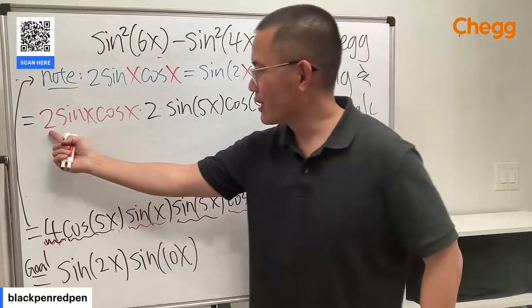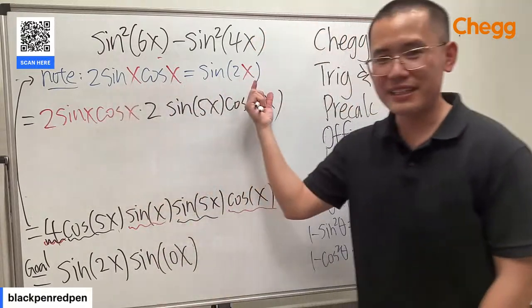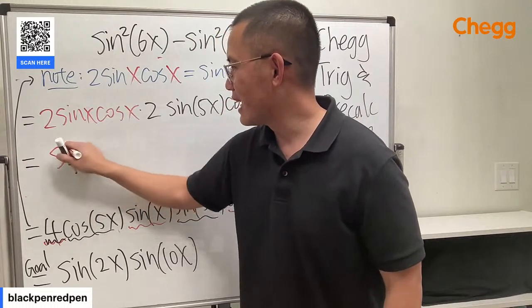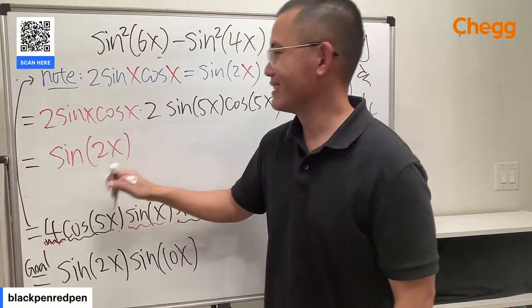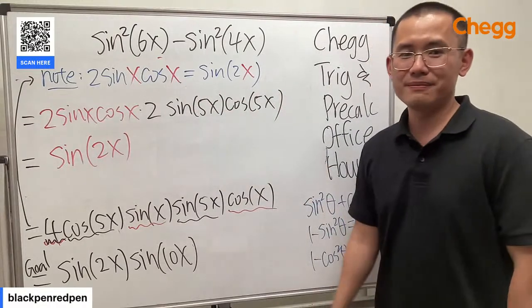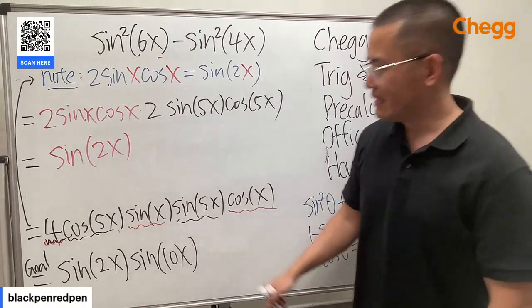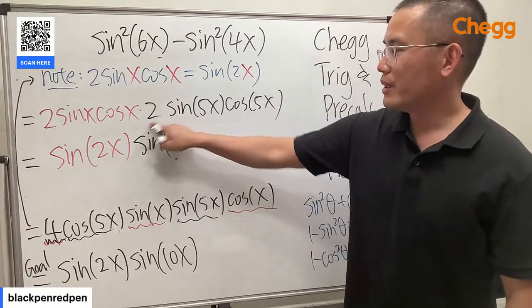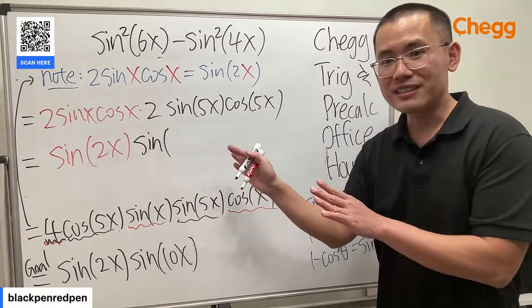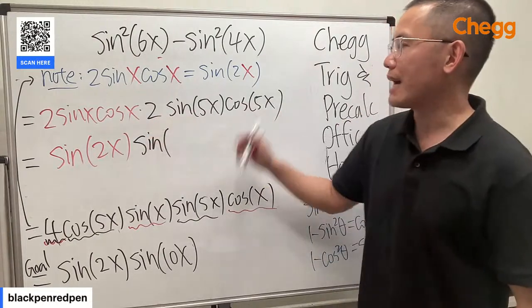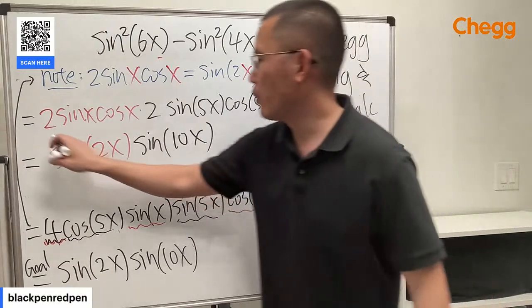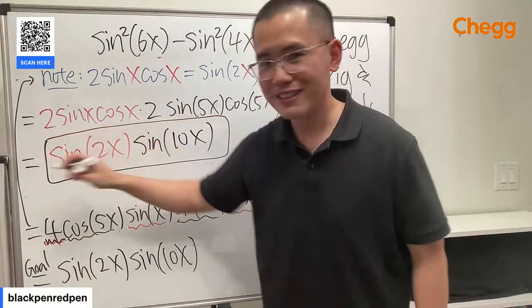Now, we're going to merge them together by using this identity, which we can just combine all that to become sine of 2x. That's exactly what this identity is. Then, this right here is just going to be sine of, the angles are the same, right? The 5x. And then you just have to double that, which is going to be 10x. And that's exactly what we wanted. So we are done.